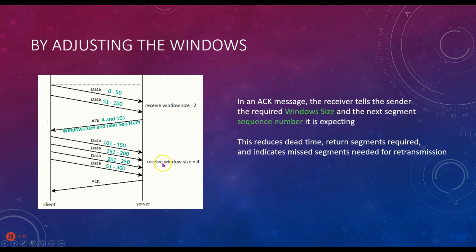And as long as the receiver is happy with that, it will continue with 4, or it might change it again. And it can change it dynamically. So it's a sliding window. We open it up, we narrow it down, we open it up, we narrow it down, depending on how fast this receiver can receive the data and how accurate that data is. And that is windowing.